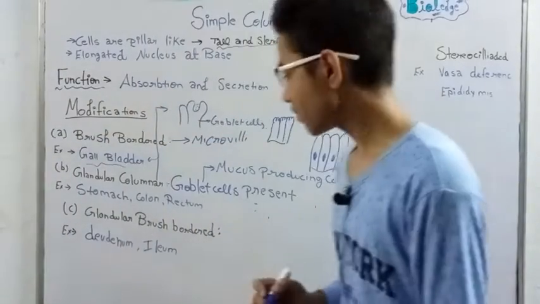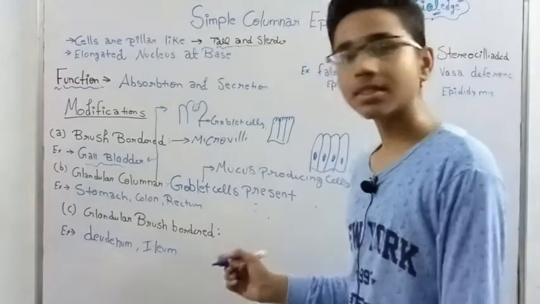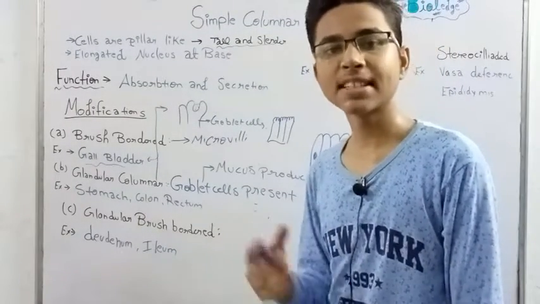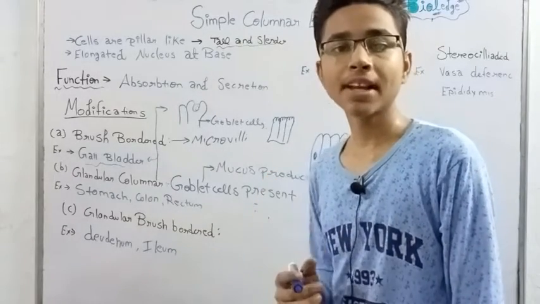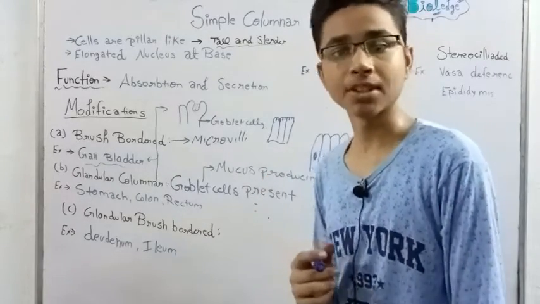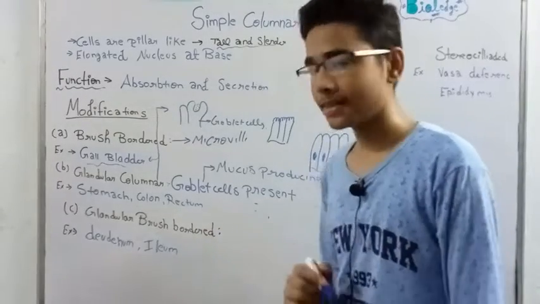Next classification of them we have is the glandular brush border. There is a presence of goblet cells which secrete mucus, as well as a presence of microvilli on the apical surfaces of the simple columnar epithelium. Their location is the duodenum and ileum.